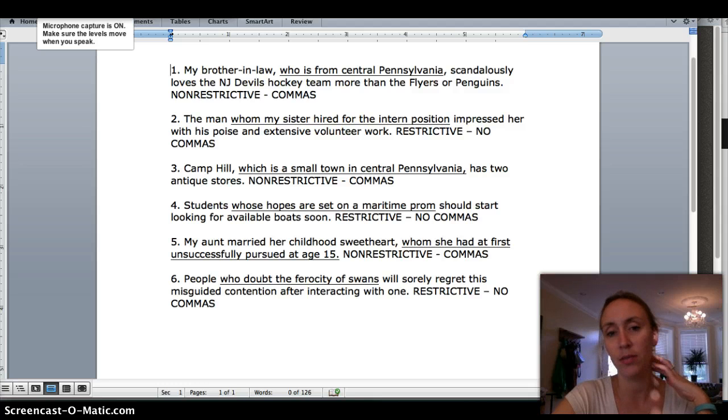This is restrictive, so we don't need commas. Students, a kind of general category, the ones who are set on a maritime prom need to start looking for boats, not the other students who wouldn't mind having their prom on land, for instance.